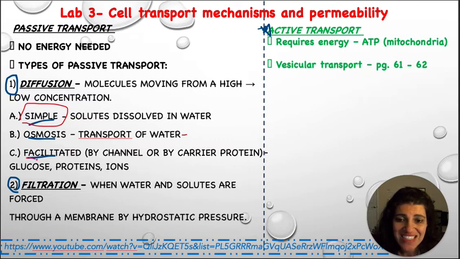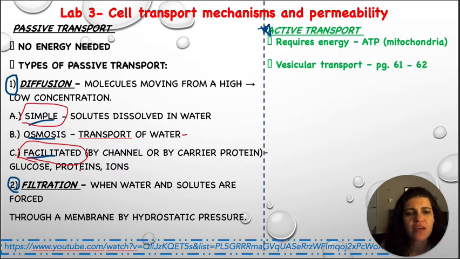What is facilitated diffusion? It's just a diffusion that doesn't happen through the plasma membrane, because usually molecules that are liposoluble just diffuse through the plasma membrane, which is lipidic. But if you're transporting glucose, proteins, ions that have charges, or molecules that are a little bigger like a protein, then you need a channel or a carrier protein.